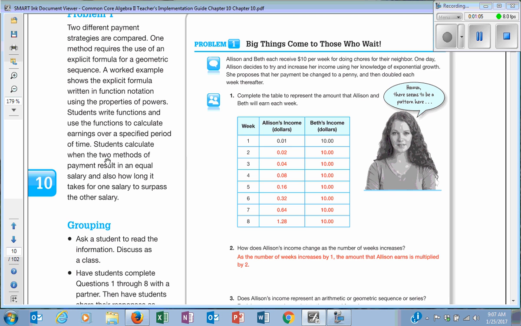Alright, so you should read this problem and realize that these two girls are going to get $10 a week for doing their chores. But Allison tries something else. She says, you know what, I'll just take a penny, but each week you have to double that amount. So I get a penny the first week, then 2 pennies, 4, 8, and so on. It continues on, and after 8 weeks you're going, wow, she is getting ripped off.